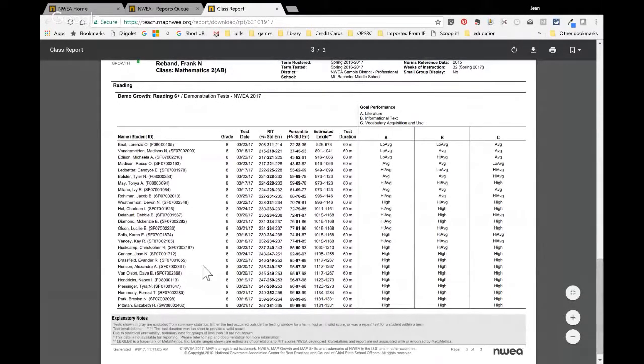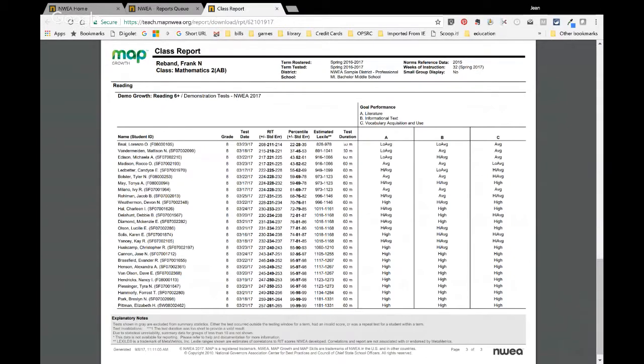You'll notice that it shows all the different students. It tells me the grade that they're testing in and the test date they took. The RIT score is there, the percentile score is there. For reading, there's even an estimated Lexile score, and the test duration is also shown. Surprisingly, each of these students took the same amount of time for each test.